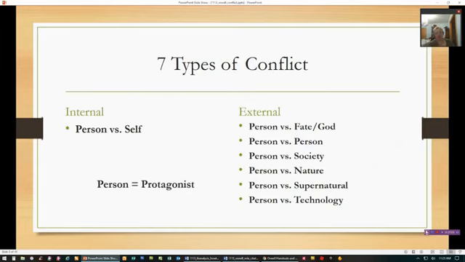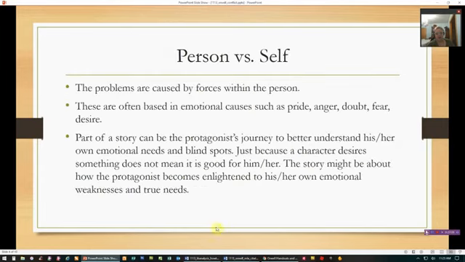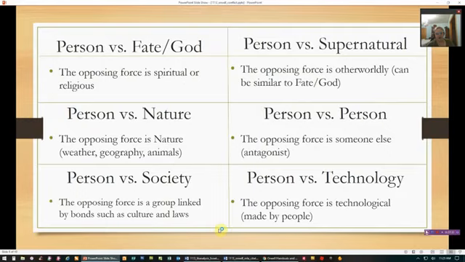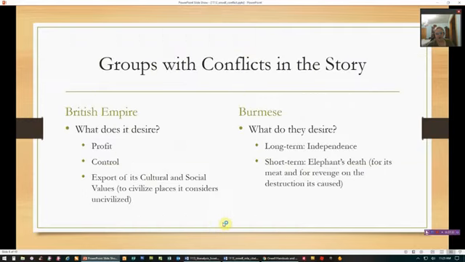And I think when we look at these, and we're going to look at them here in a little bit, let me go ahead and do that. So you can see the next page is where I've actually described all of these, right? So let's look at the different actors in this story to see what their potential conflicts are. So what do they want? So the British Empire here, it wants profit, it wants control, it wants to export its cultural and social values to civilize a place that it considers uncivilized, right? That's an aspect of imperialism, right?